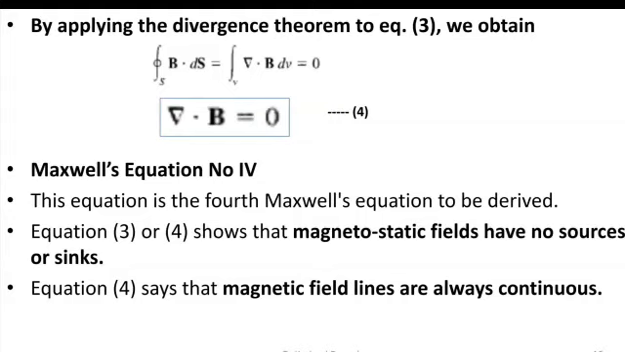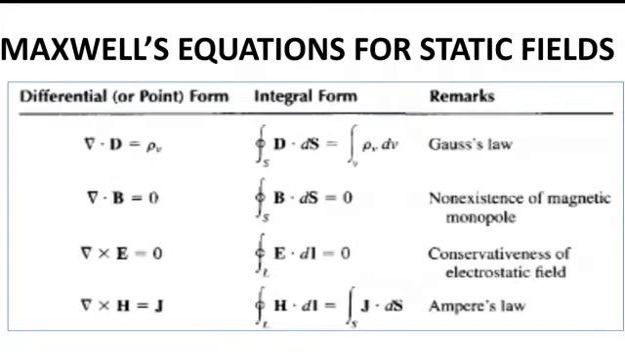This equation is the fourth Maxwell's equation to be derived, and equation 3 and equation 4 show that magnetostatic fields have no sources or sinks. Equation 4 says that magnetic field lines are always continuous. They are always continuous.